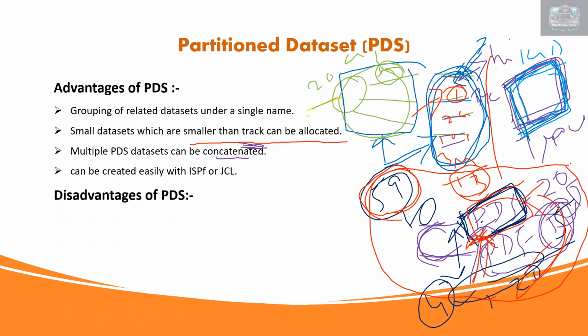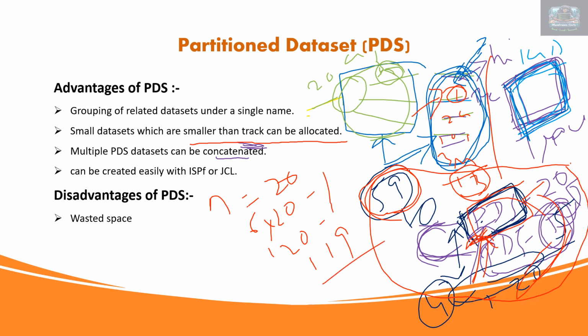The disadvantages are wasted space. How? If you're creating a PDS and you give n, that is the directory block, equal to 20, you're requesting a space of 6 times 20 minus 1, that is 119. So you are requesting 119 directory blocks of space, and you are also allocating some GB of space. Then all these directory blocks and all this space which you have allocated will be wasted if you are not using that space.